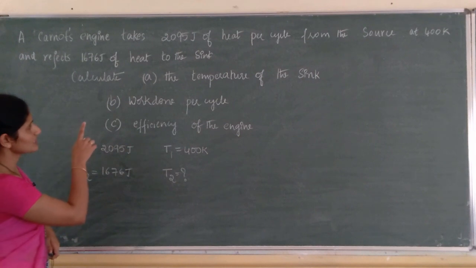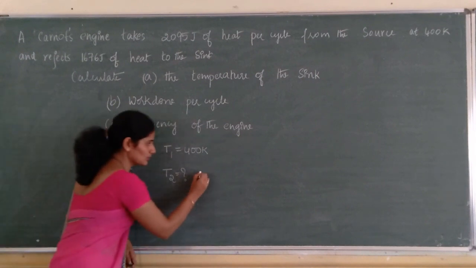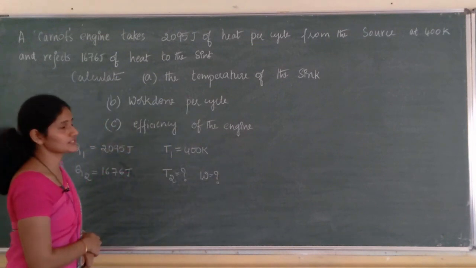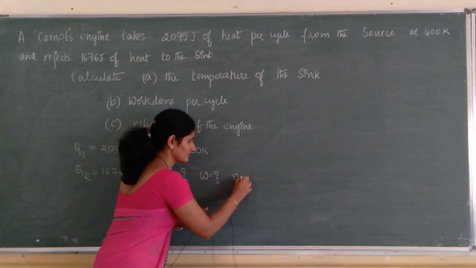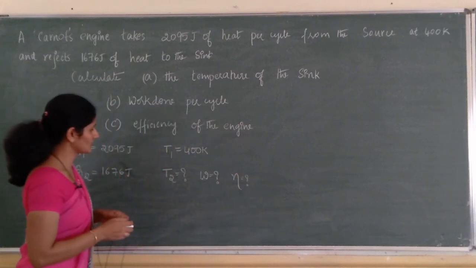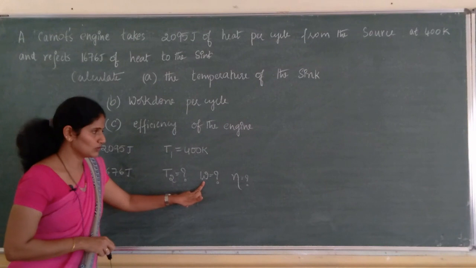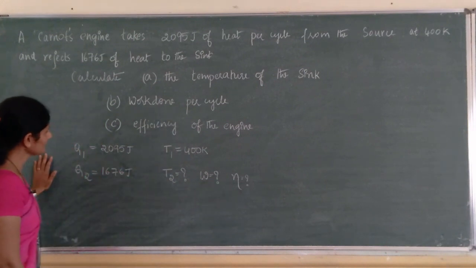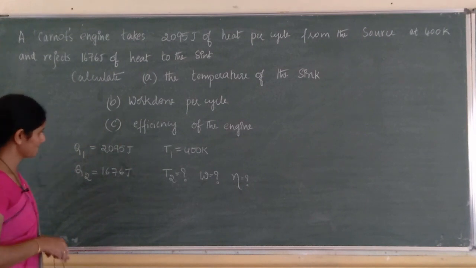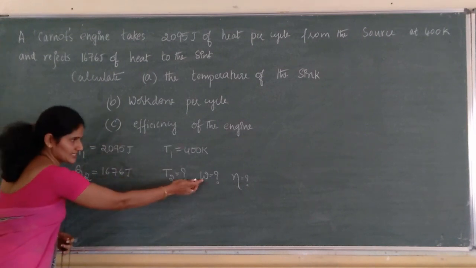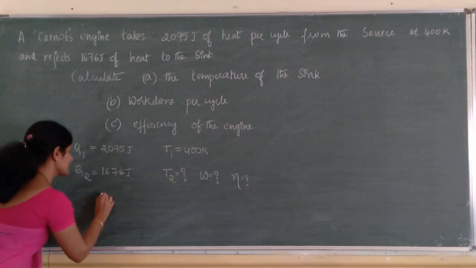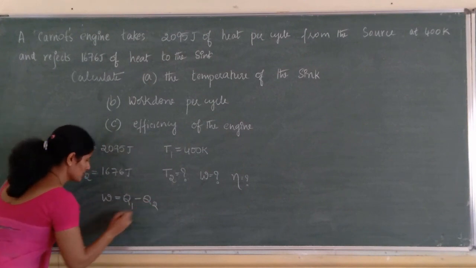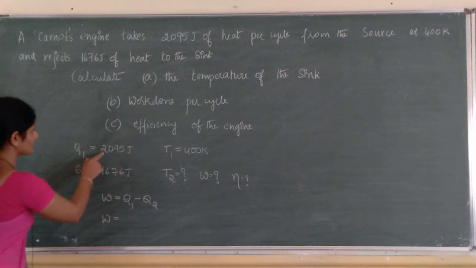And then what is work done per cycle? W is equal to how much? Third one, efficiency of the engine, that is eta. We have to calculate the value of T2, W and efficiency eta. So, let us see it one by one. We can easily calculate work done, because in case of heat engine, work done W is equal to Q1 minus Q2. So, W is equal to, what is the value of Q1?